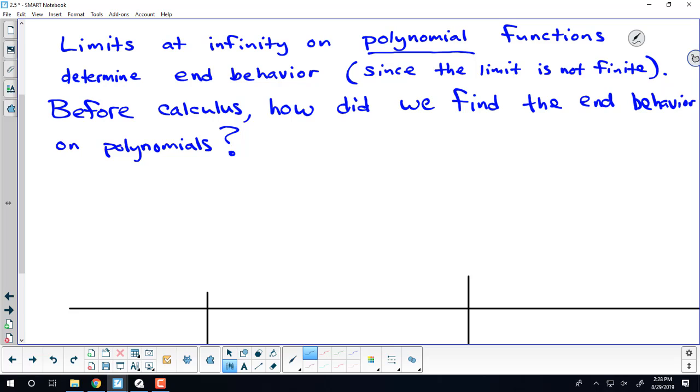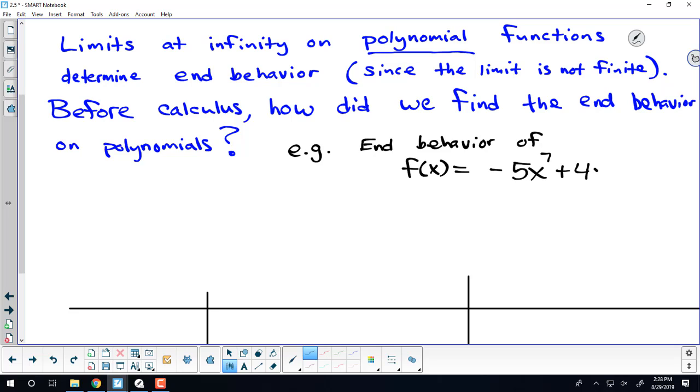So let me just put a specific example here. For example, what's the end behavior of f of x equals negative 5x to the 7th plus 4x squared minus 3? Remember the end behavior with polynomials is basically like where are the arrows pointing? Are they pointing like this, like this, like this, or like that? Do y'all remember that?